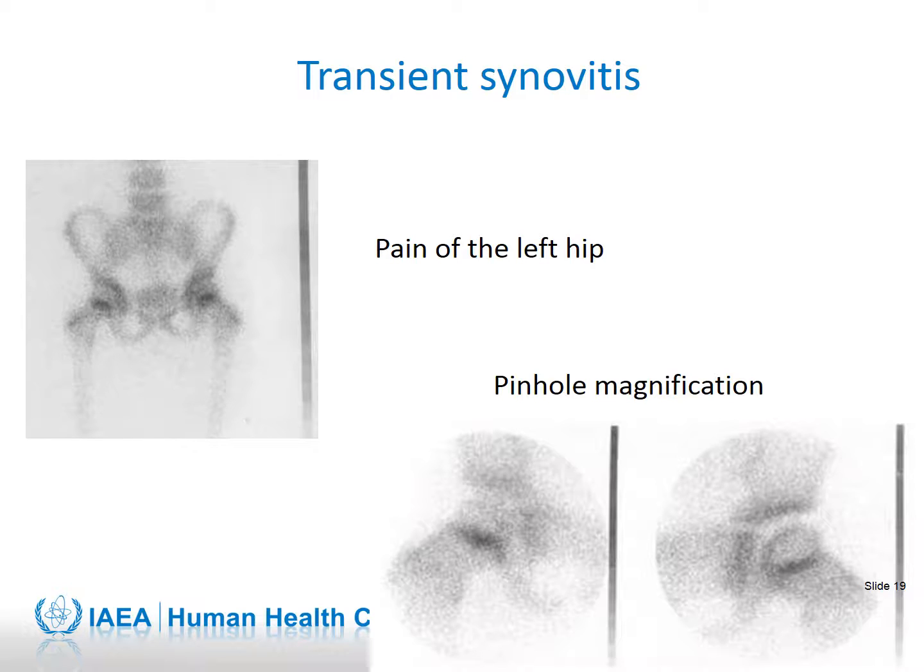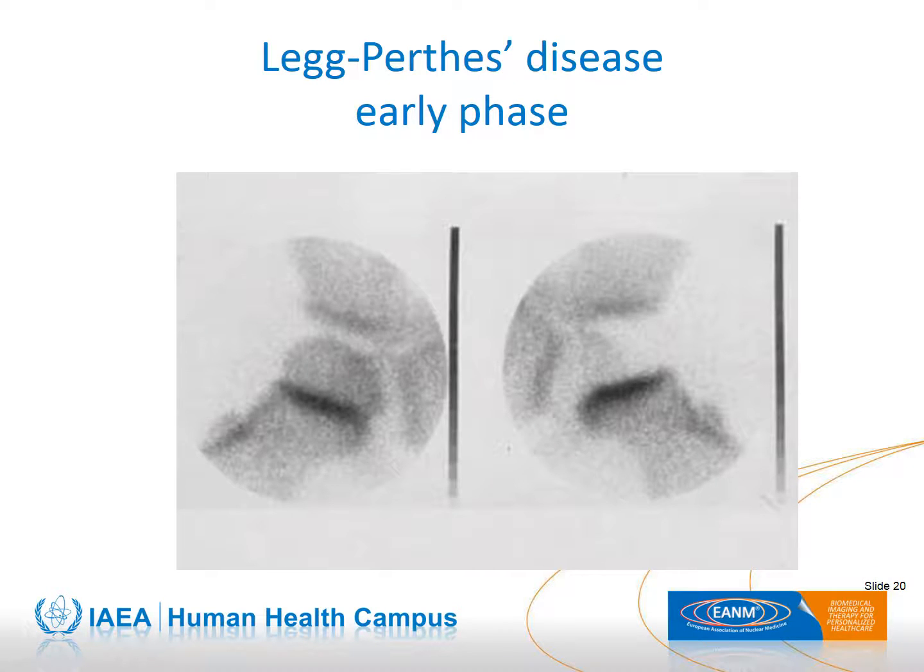On the left, you see the scintigraphic aspect of left hip synovitis with faintly increased tracer uptake by the joint. On the pinhole acquisition, the left femoral epiphysis is homogeneously perfused. In Legg-Perthes disease, the femoral head is not perfused in the early phase, but the growth plate is clearly visible.